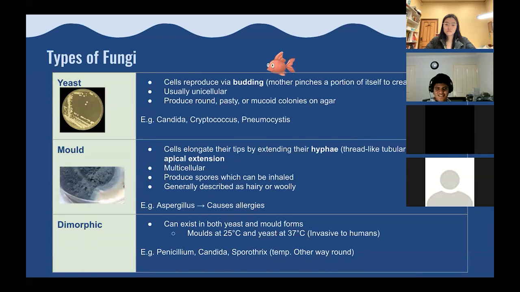It can exist as both yeast or mold, depending on its conditions. So really important, actually, is the temperatures. Molds exist at 25 degrees and yeast exists at 37, which is very dangerous because 37 degrees is invasive to humans because that's the human body temperature as well. An example of a few dimorphic fungi is Penicillium, which you might know because that is what makes penicillin, which is basically the most commonly used antibiotic in the world. If you don't know that, you will soon, because it's in pharmacology. Candida, okay, and Sporothrix, which I will talk about in a second.